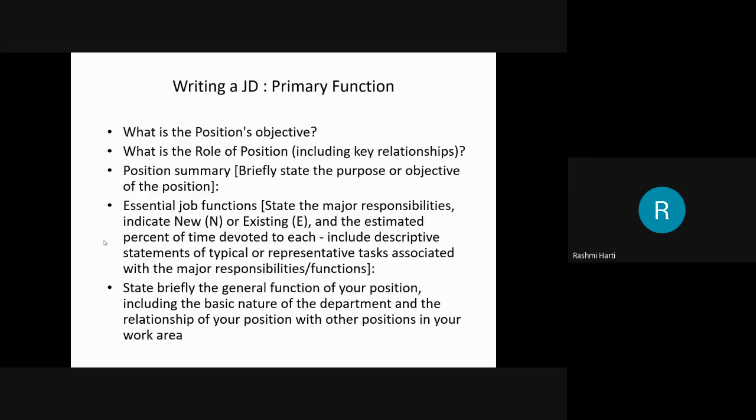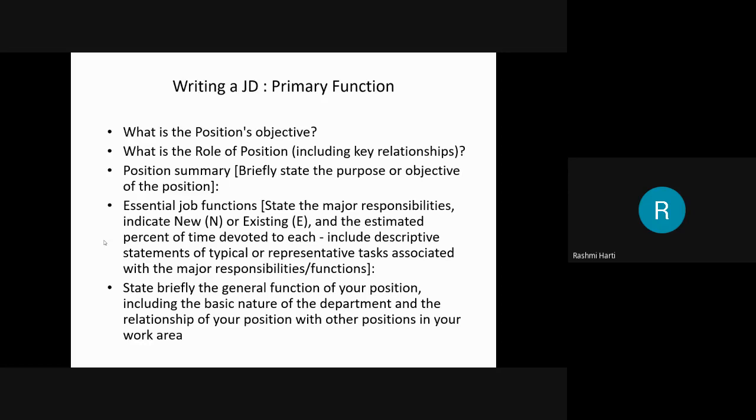Okay. Then what is the primary function of a job description? What exactly is this job description, what does it show? First thing it shows is the position's objective, why it is required in the job, what is the objective of that particular position. Then what is the role of the position, what exactly is the role in relationship with others and relationship with the organization. Okay. And then it speaks about the summary of that particular position. Okay. Purpose and objectives or actions to be done in that particular job. Then essential job functions, so it looks into essential job functions, like is it a new job or an existing job. Okay. All these things are taken into consideration.